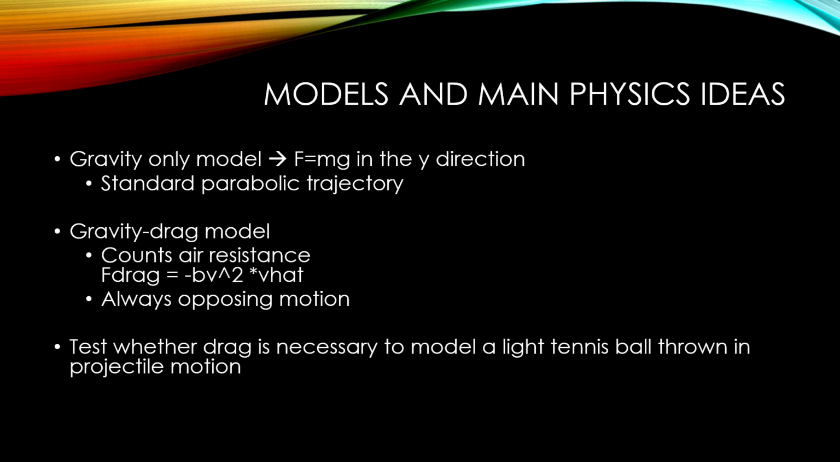For the models and main physics ideas, in the gravity-only model, the only force from the surroundings is Earth's gravity, F equals mg in the y direction. This produces a standard parabolic trajectory. In the gravity plus drag model, I also included the air resistance force, F drag equals negative b v squared times the unit vector of v, where b is the drag coefficient and v is the velocity. This force always opposes motion, slowing down the ball more quickly. The reason for using both models is to test whether drag is significant for a light tennis ball throw.